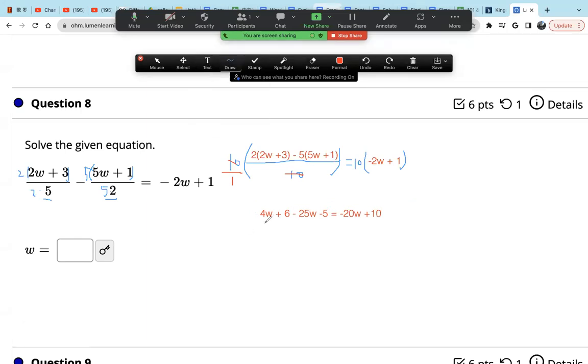Now look for like terms to combine. We have 4w minus 25w. Then positive 20w moved to the other side, negative becomes positive. 24w minus 25w, we just have negative w left. Then 6 minus 5, that's 1. Positive 1 moved to the other side becomes negative 1. 10 minus 1, that's 9. So w equals negative 9. We put over here, w equals negative 9.